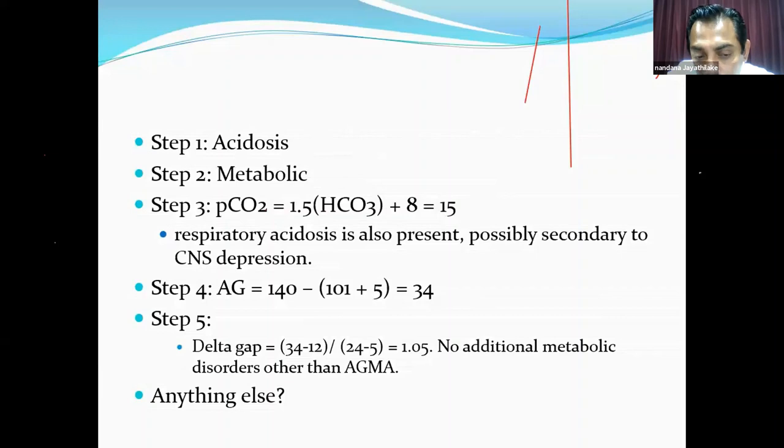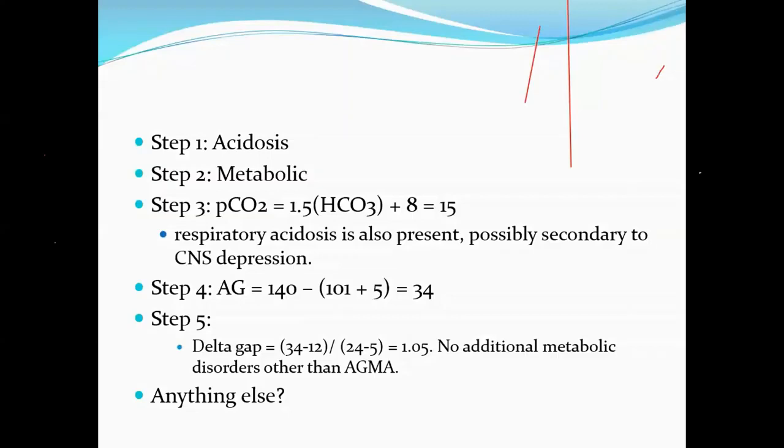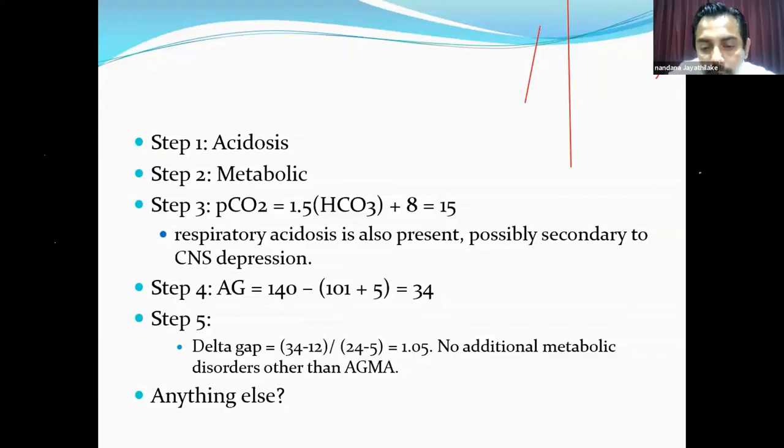Anion gap is 34. So now measure the delta gap: 34 minus 12, divided by 24 minus 5. It is 1.05, which means no additional metabolic disorder. If it is 1 to 2, that indicates pure high anion gap metabolic acidosis.